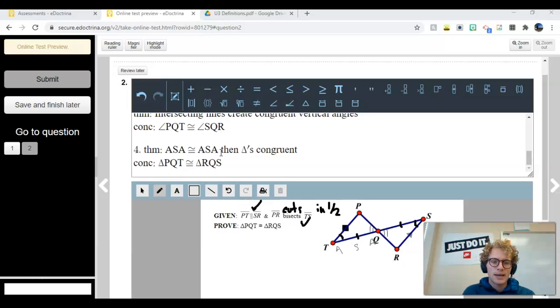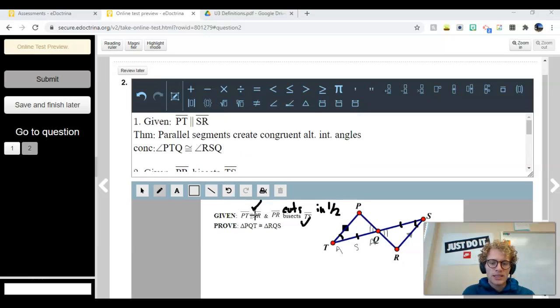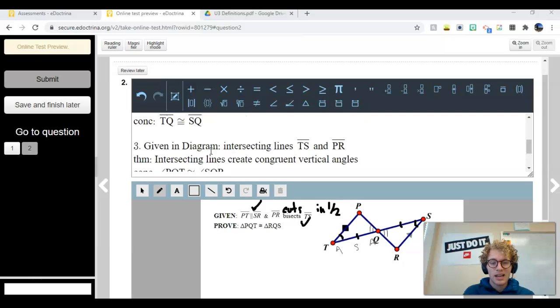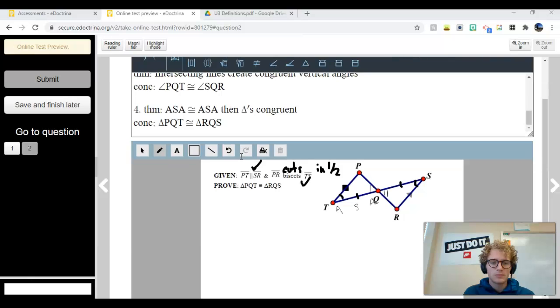So again, same structure. I write down the given that they give us. I look on the sheet for something that corresponds to that. I copy and paste the theorem, and then I write down the conclusion from our diagram. Same thing here. Same thing kind of here, but it's given in the diagram. So that's the structure of how we're doing proofs. If you want to practice doing this on your own, you can access this eDoctrina and the other eDoctrina, and then we'll be doing some proofs in class together.